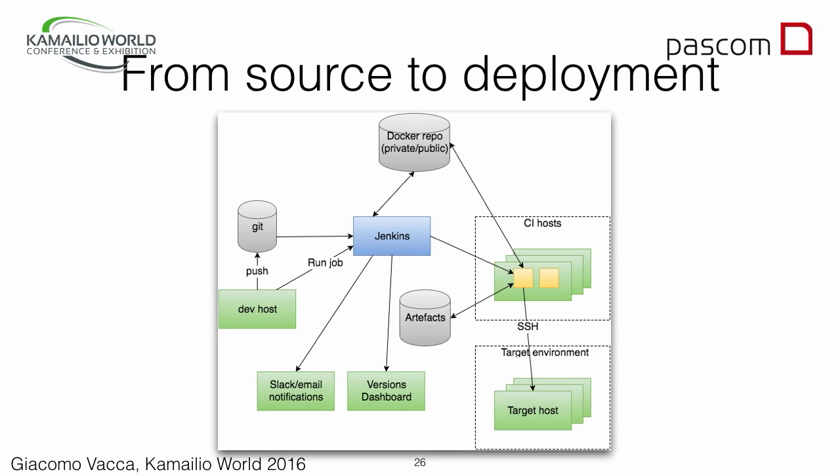The diagram of the CI infrastructure is similar. I think I've just added a few things like, of course, the target hosts in the different environments, dev, staging, pre-production, whatever you want to call them. And some additional things like reporting. We have a versions dashboard that tells us at each moment what version of Kamailio and its configuration is running on each machine in each environment. And of course, real-time notifications that could be email or Slack.